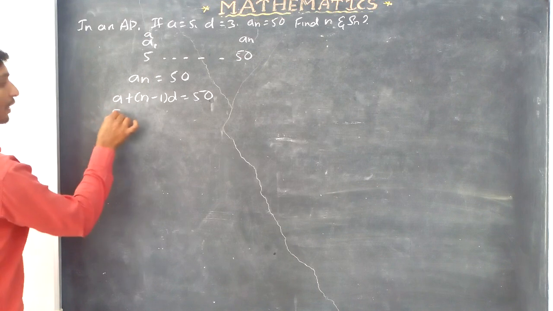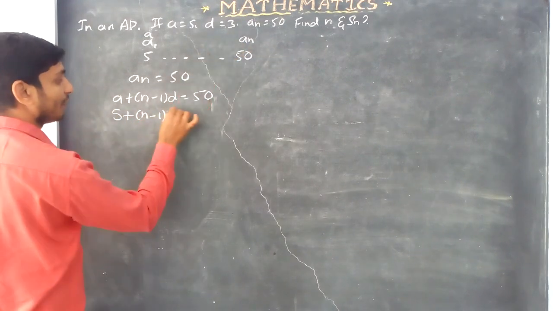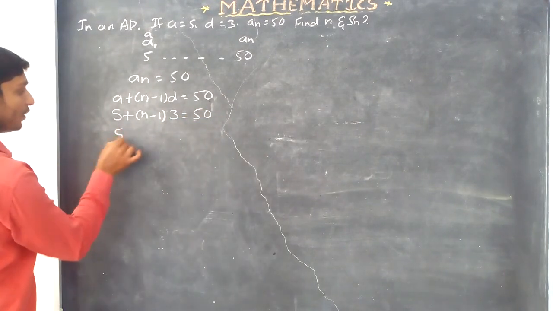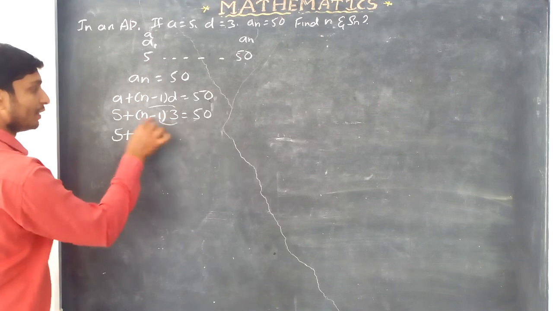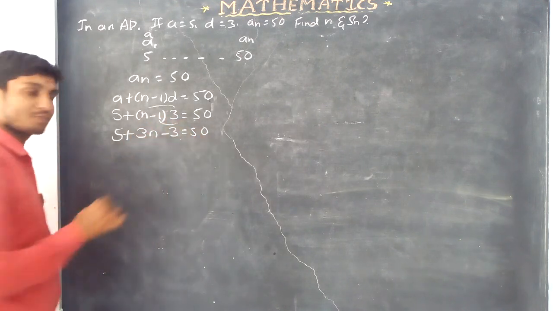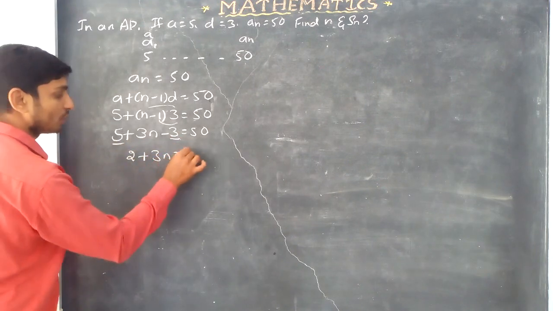What is a? 5 plus n minus 1 into d, common difference is also given. How much is it? 3. Equals ಎಷ್ಟು ಅಂತ ಬರೀತೀರಾ? 50. Now simplify. 5 plus, mono with binomial, 3 into n is 3n. Minus of the plus is minus 3, equals to, right? 50. 5 minus 3 means it is 2. 2 plus 3n is equal to 50.